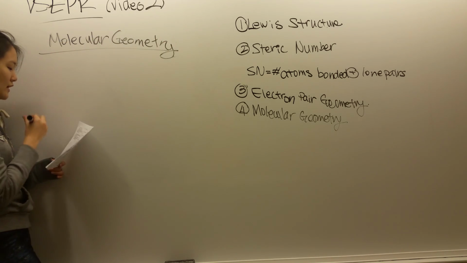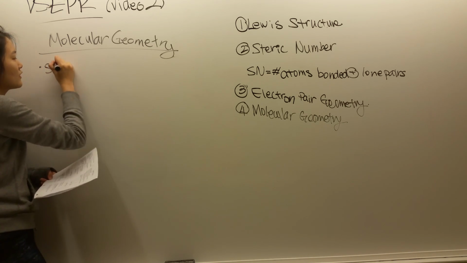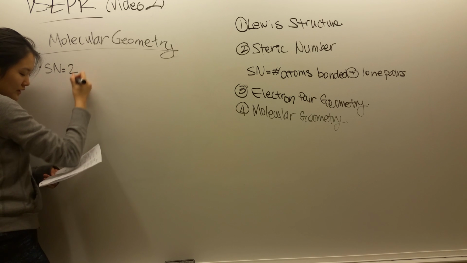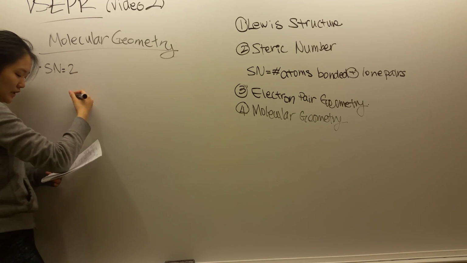Molecular geometry, right? If you have a steric number of 2, that always means that it can only be linear.